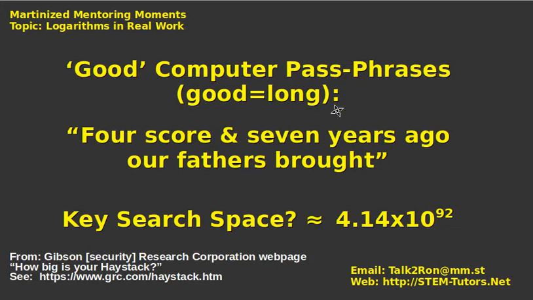Here's another example where it gets big fast. Good computer passphrases. Good means long here. "Four score and seven years ago our fathers brought forth on this continent a new nation," Abraham Lincoln's Gettysburg Address. Key search space. This means if you actually had to search for this key in the blind and at random, just a bunch of monkeys typing on a keyboard, there's approximately 4.14 times 10 to the 92 possibilities. In other words, you may have to test this many exactly. If you completely missed it, for sure half.